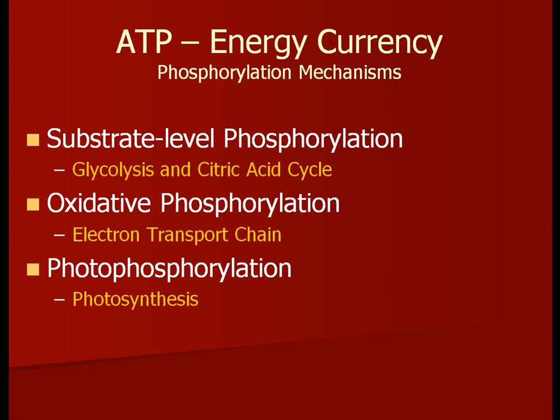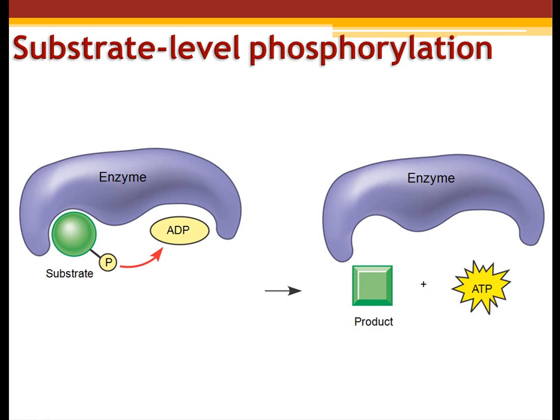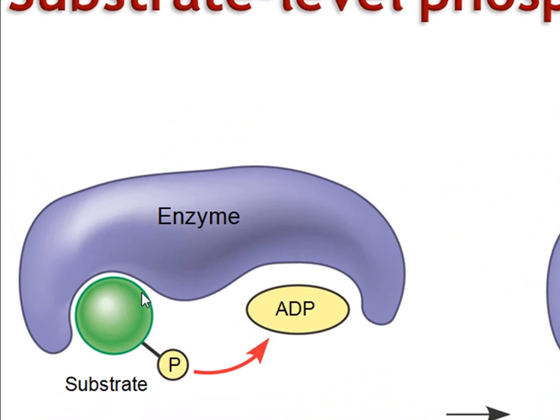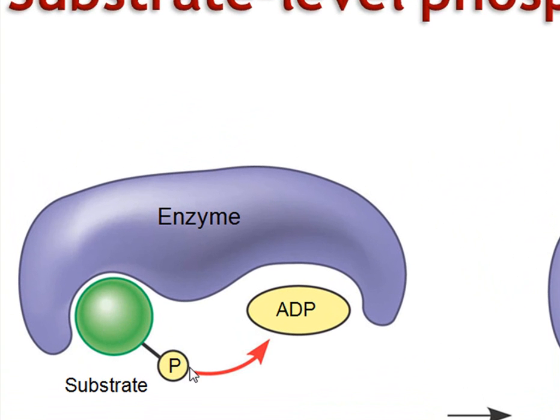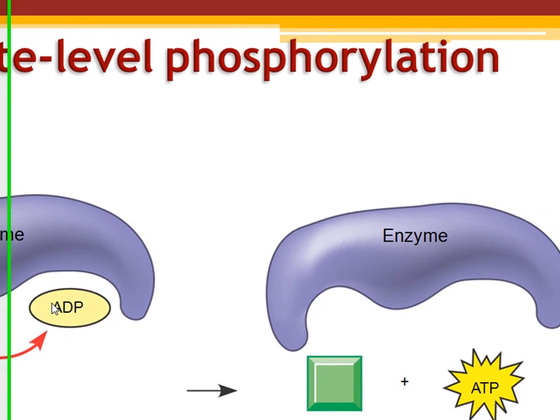Well, let's look at substrate level phosphorylation in a little bit of detail. In substrate level phosphorylation, there is a substrate, any substrate that has a phosphate group attached to it. This substrate will bind to the enzyme, and in another place, ADP will also bind. Remember, ADP is a lower form of energy than ATP. As the two bind to the enzyme, the phosphate group is transferred from the substrate to ADP to create ATP.